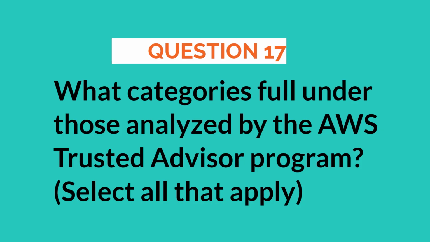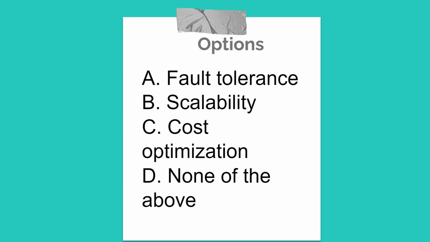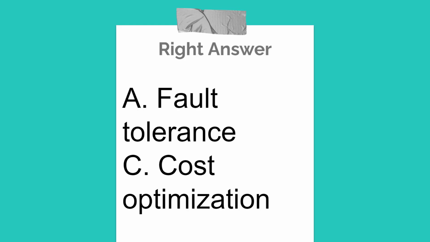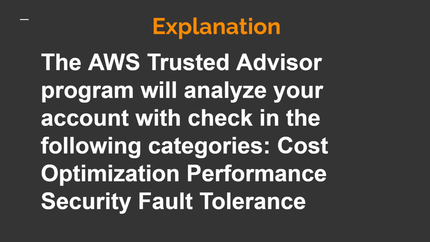Question 17. What categories fall under those analyzed by the AWS Trusted Advisor program? Select all that apply. Option A. Fault tolerance. B. Scalability. C. Cost optimization. D. None of the above. Right answers are A. Fault tolerance and C. Cost optimization. Explanation: The AWS Trusted Advisor program will analyze your account with checks in the following categories: cost optimization, performance, security, fault tolerance.